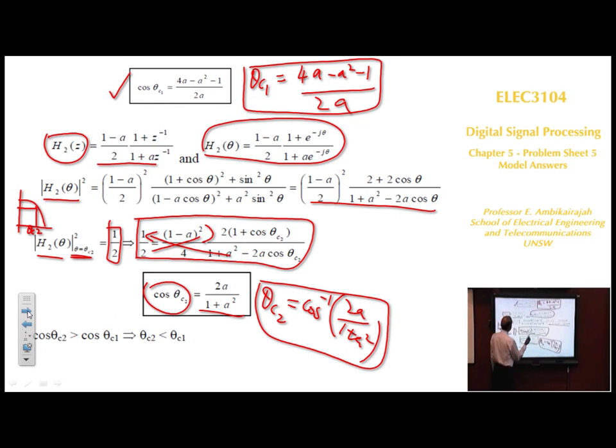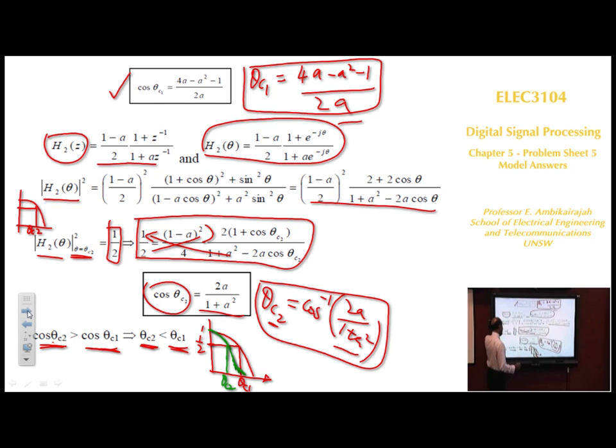You can look here, cos theta c2 is greater than cos theta c1. By looking at this fraction and this one, you can say that cos theta c2 is going to be greater than cos theta c1. Therefore, theta c2 must be less than theta c1. If you assume both are low pass filters, one is a low pass filter like that, with half power point, which is theta c1. And the second one is again a low pass filter, probably something like that, and at the same point, that would be theta c2.